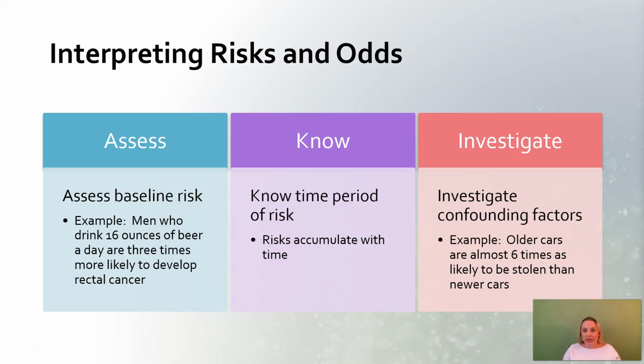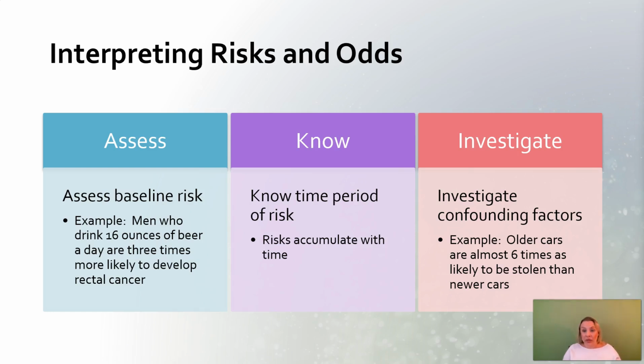So when you're going to assess your baseline risk, an example is men who drink 16 ounces of beer a day being 3 times more likely to develop rectal cancer. You need to know the time period of your risk. Sometimes your risks will accumulate with time. An example would be 1 in 9 women will develop breast cancer over their lifetime, but the annual risk of women in their 30s is 1 in 3,700, and women in their 70s is 1 in 321.